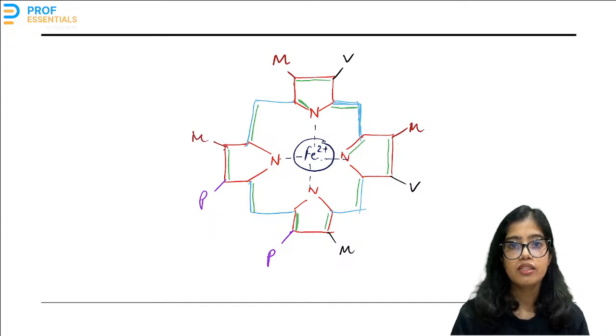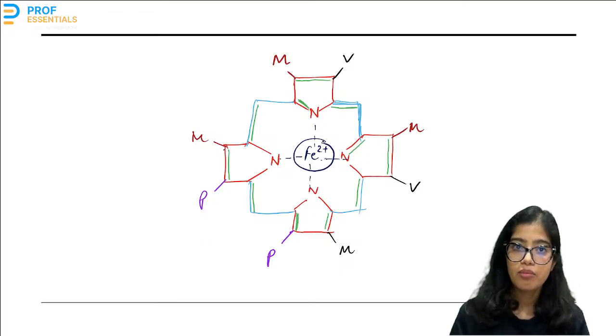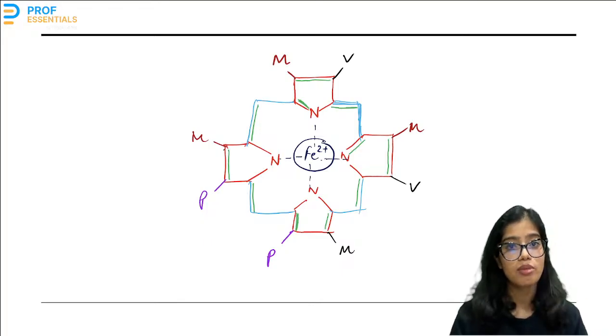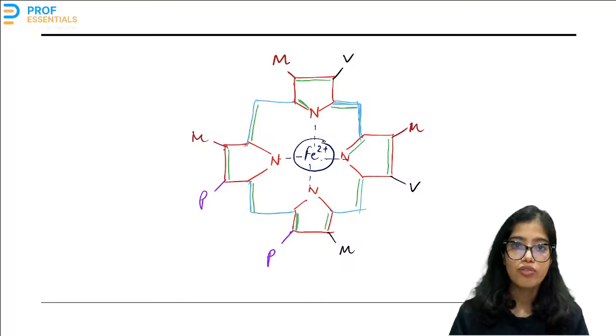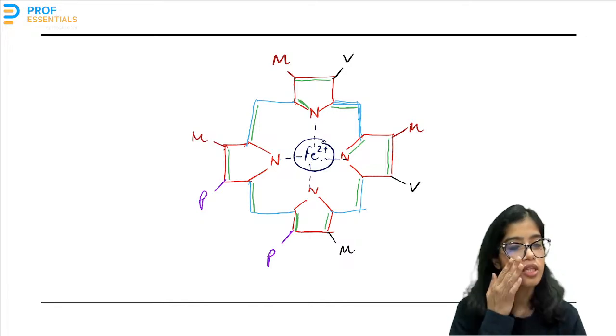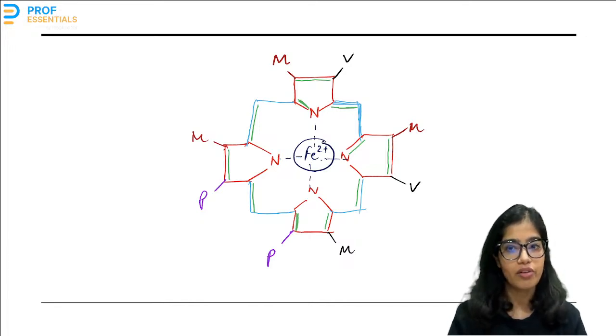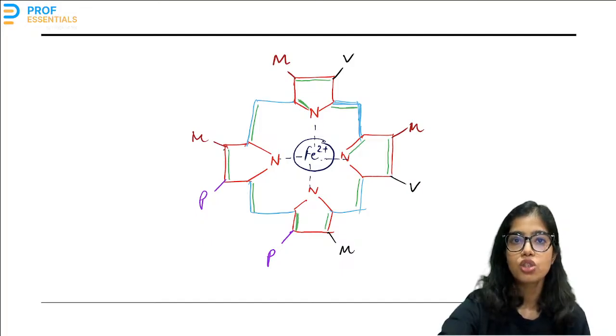So this completes the structure of heme. Understood? You draw 4 pyrrole rings, you connect them with methine bridges, then you start drawing the double bonds alternately. You should ensure that each carbon has only one double bond. Okay, so that is all that you have to ensure. Then you draw a central ferrous atom. You link all the pyrrole rings with coordination bonds. Then you draw M, V, M, V, M, P, P, M, the substituents at the beta positions of the pyrrole rings. Understood? So this is the structure of heme.